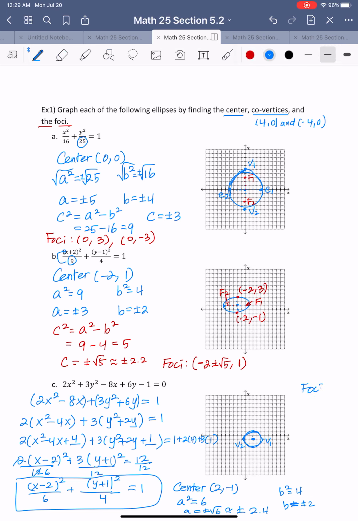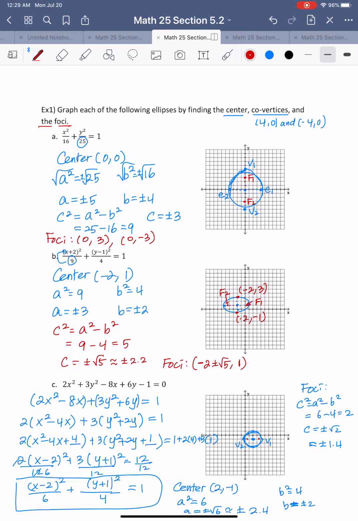So foci, which is c squared equal to a squared minus b squared, which is 6 minus 4 equal to 2. So c is plus minus rad 2. Rad 2 is about 1.4. So in order to find it, it is 1.4 to go to the right, and then 1.4 go to the left. Okay, it's about this place.